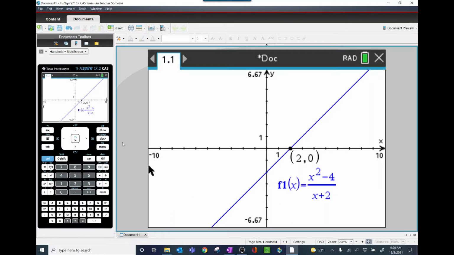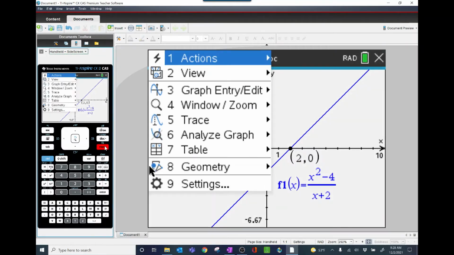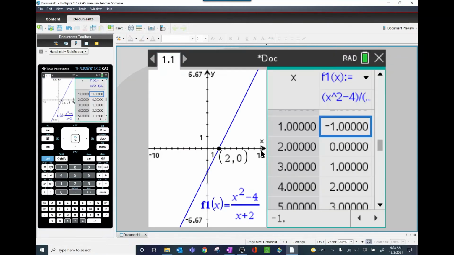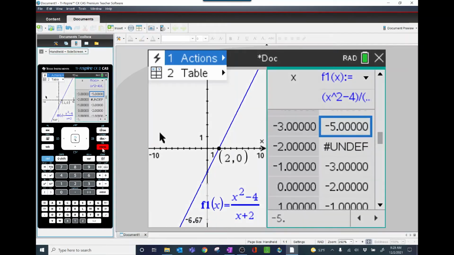We've already calculated it. If we go to menu, table, and we want a split screen table, we want to take a look at it. And if we go up here, we know the hole is at -2. We can see that there is no y value at -2 in our table. It appears that there's one here because our calculator doesn't have the ability to show a hole, but we can see in the table that it is a hole.